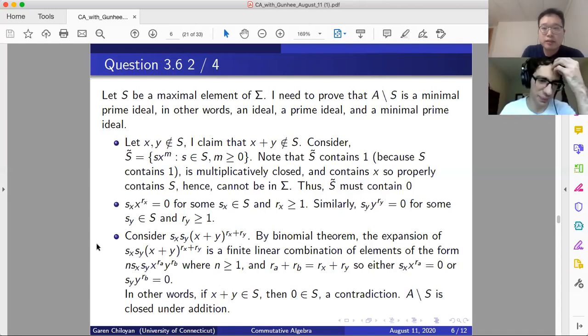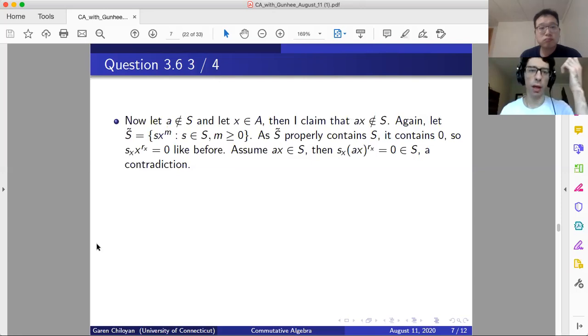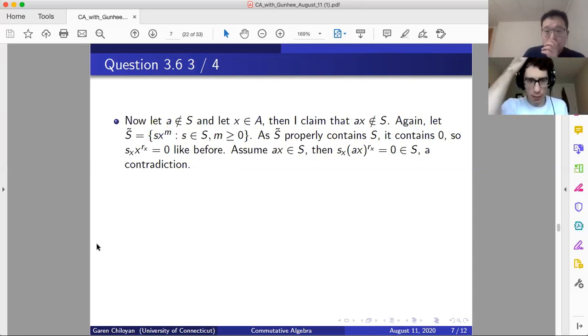Okay, so x plus y cannot be in S, but that's good for me. That's what I want to prove. So the first condition of being an ideal is proven, so it's closed under addition. Okay, how do you prove it's closed under multiplication? Let's say A is not in S, and let's say X is in the ring. How do you prove that A times X is not in S?